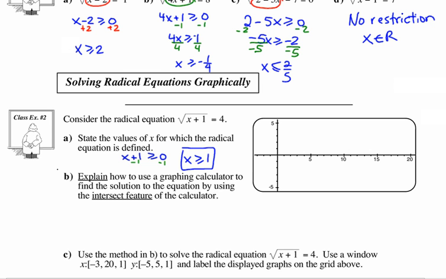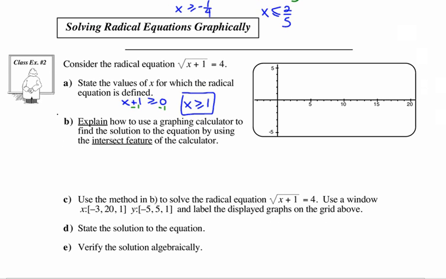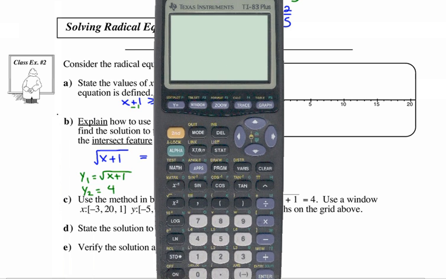Explain how to use your graphing calculator to find the solution to the equation. So if we have square root of x plus 1 equals 4, what we're going to do is say y1 equals the square root of x plus 1, and y2 equals 4. So we're going to graph these two. The first one is y equals the square root of x plus 1, and the second one is y equals 4. And we're going to graph both of them.